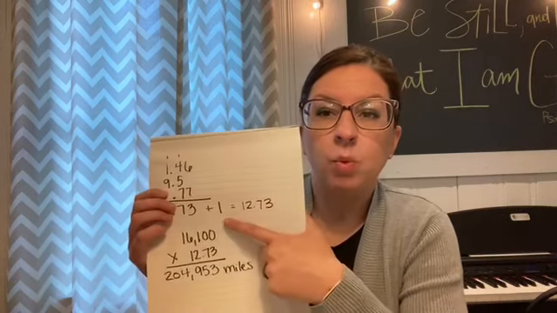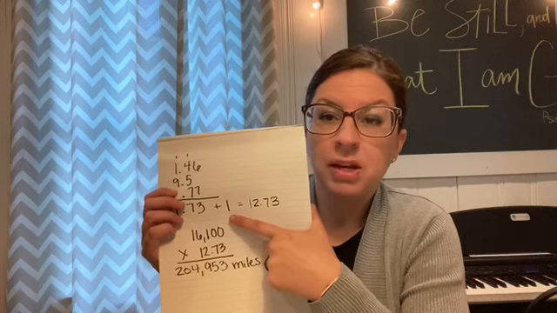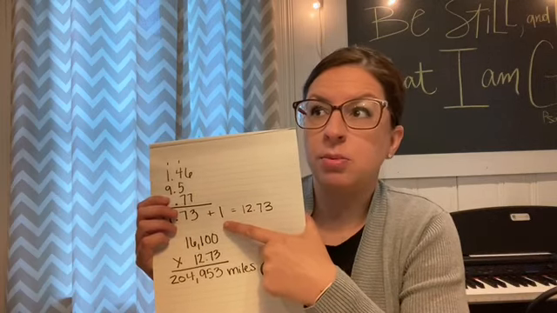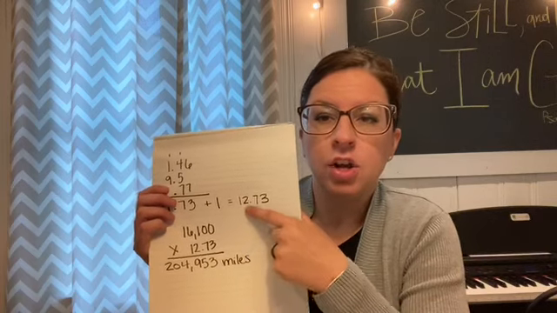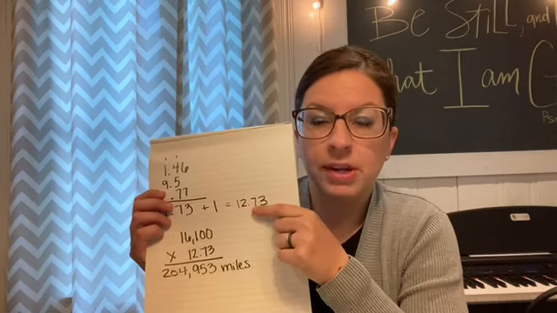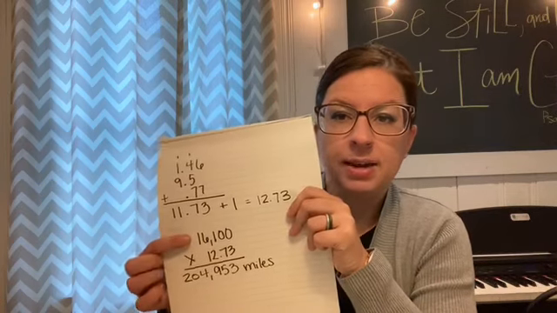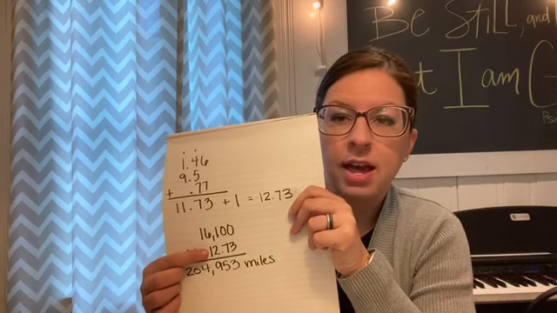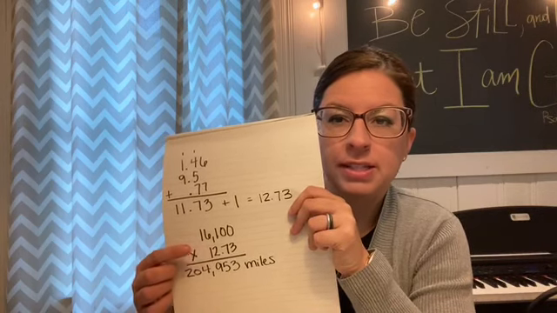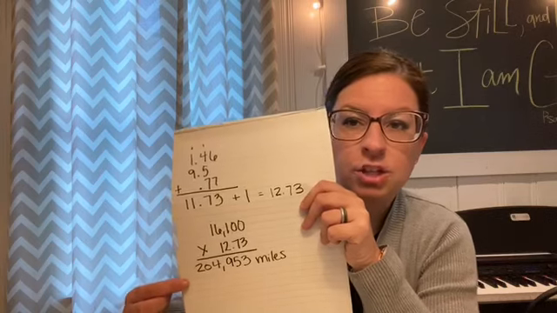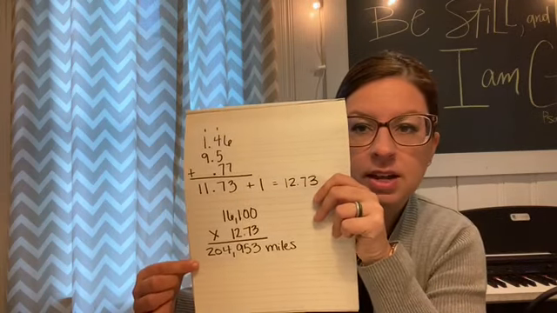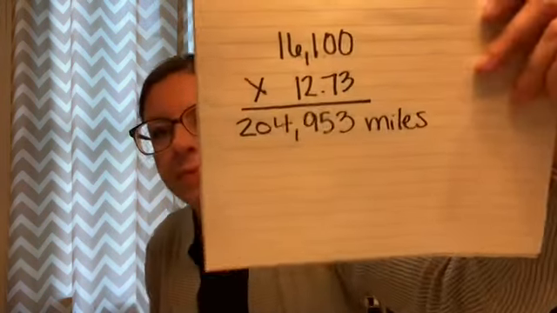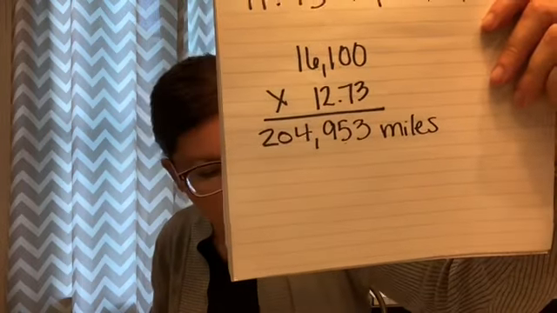Then I add 1. Why? Because we have to actually count Australia too, because it's all of them added together. So 12.73. Then I take 16,100, which is Australia, and multiply it by 12.73, and I get 204,953. Okay, so that is number 1.